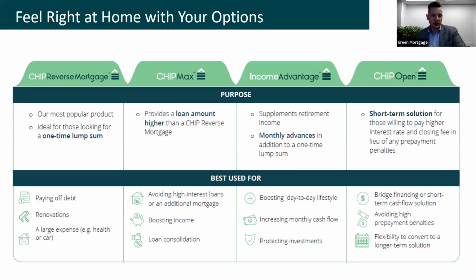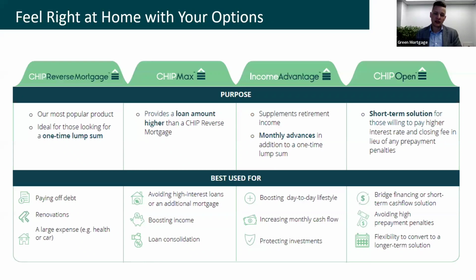Okay, so let's talk about the options here, because there are a couple of different routes you can take when you're trying to figure out which is the best for you. Different lenders have different products, but I'm using CHIP here because it gives you a pretty good idea of the different options. A CHIP reverse mortgage is the most popular product, and it's ideal for those looking for a one-time lump sum. Usually it's good for paying off debt, renovations, or some kind of large expense like a health situation or a car. Those are the most common uses for their standard reverse mortgage.